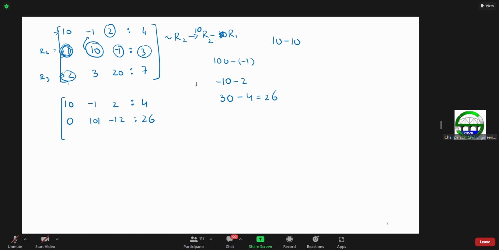And in a similar way, this one was 2, right? So what I'm gonna do, I will multiply it with 5. My row operation will be R3 is equal to, multiply this one, this one was 2, okay.